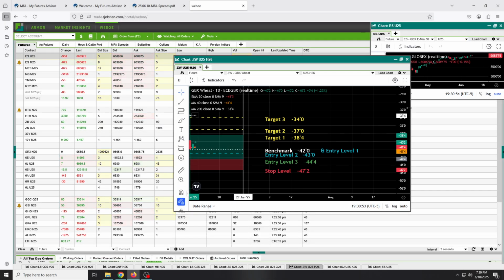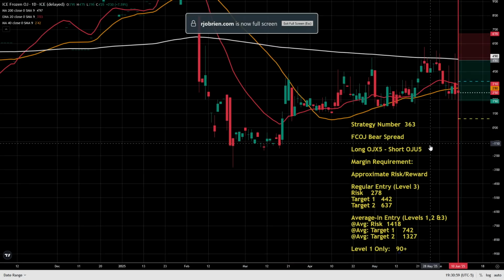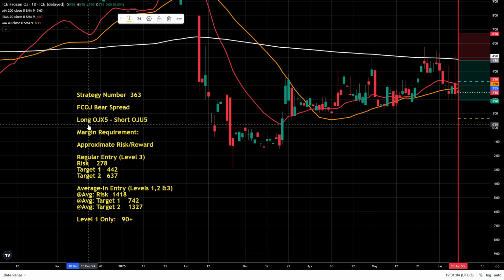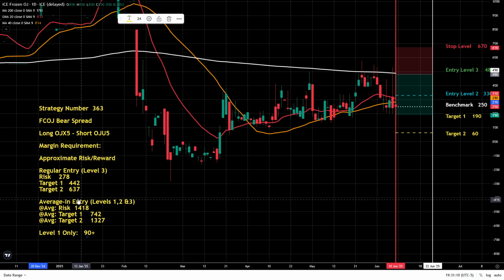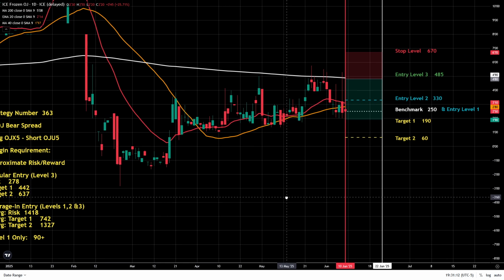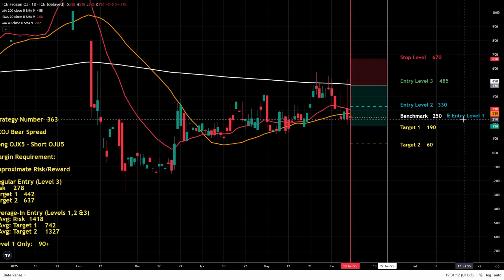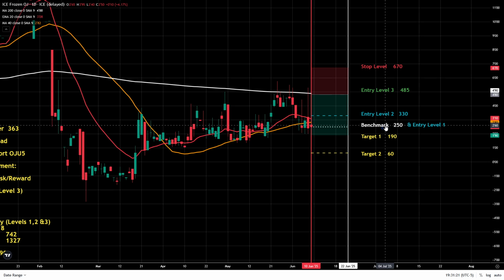And then we've got, last but not least, OJ. So this is strategy number 363, bear spread in OJ and long November, short September. Again, this is not the most liquid contract, so bear that in mind. We've got 3 entry levels on this one. Looking to get short. So benchmarked at 250. That's the first entry level. Then we've got 330 and 485 with a stop at 670.